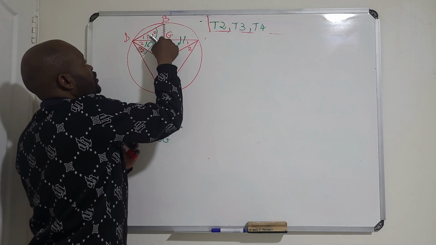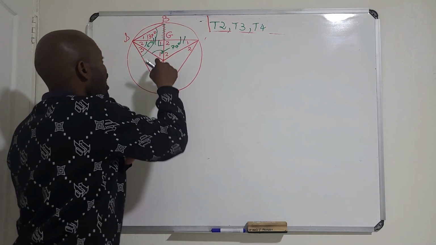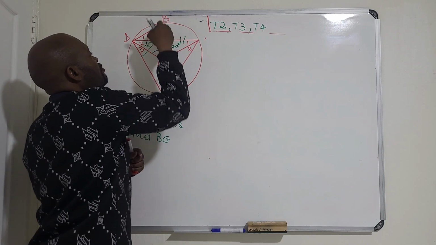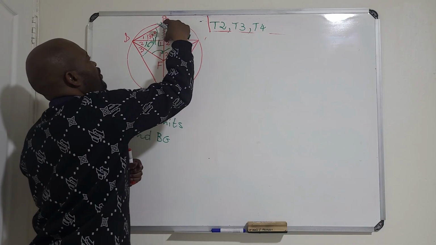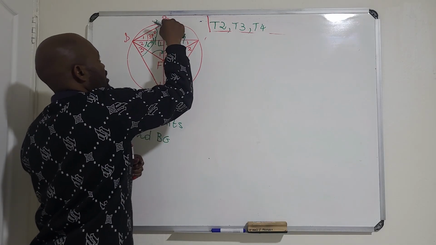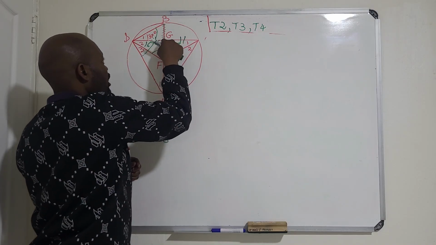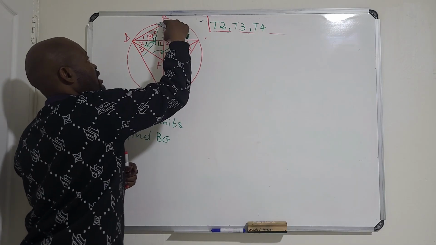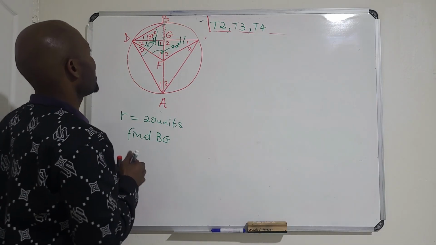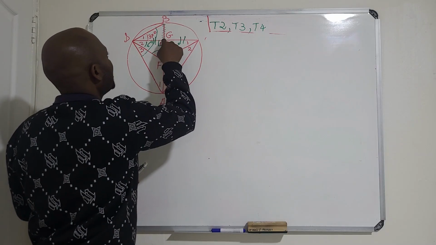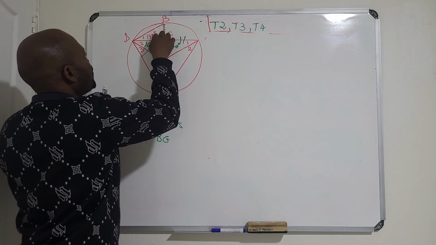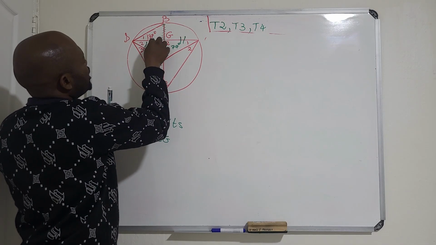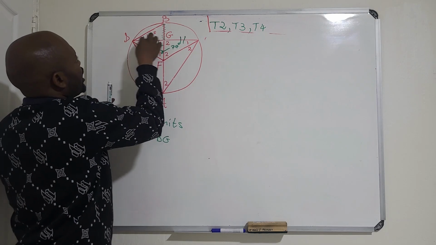And by finding FG, then we know the whole of this radius minus this, we are going to get that. The whole of the radius, therefore BG is going to be the whole of this radius minus this, we're getting BG. And for us to find FG, I do have this angle here, 16.